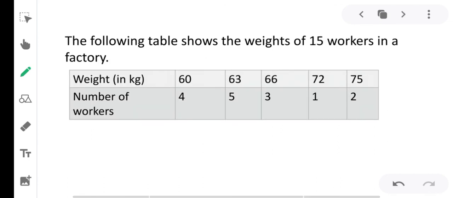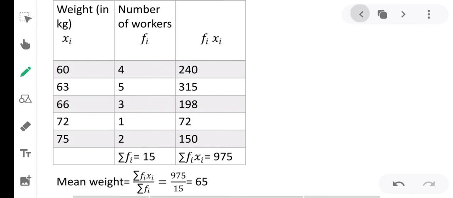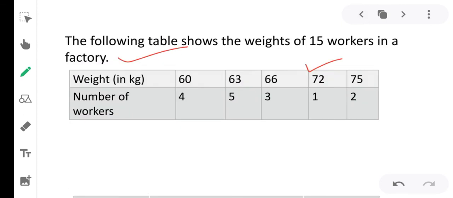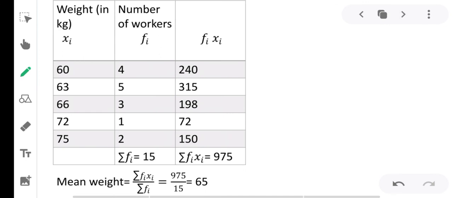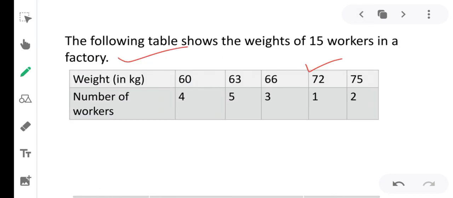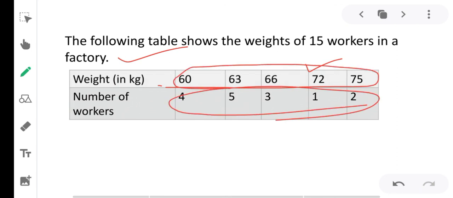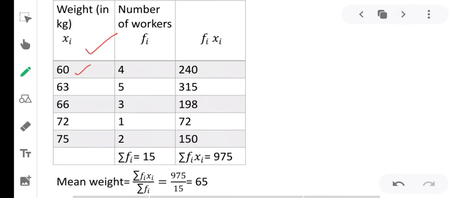Okay, next question. The following table shows the weights of 15 workers in a factory. This is the question. Then we have to find out the mean. First make a table like this. In the first column write down their observations. The observations are the weights 60, 63, 66, 70, and 75. These are the observations, and these are the frequency. Then write down their frequency.